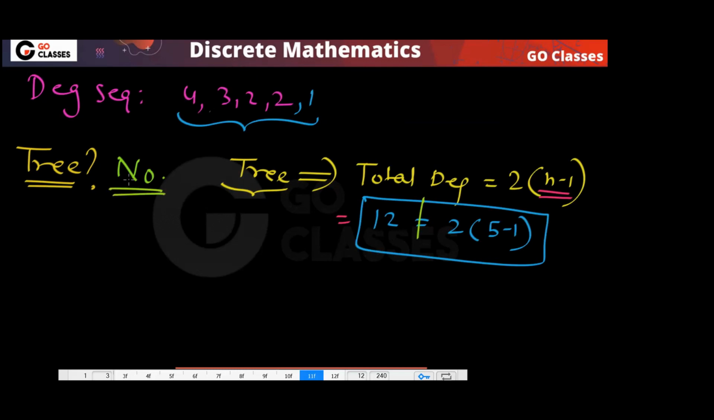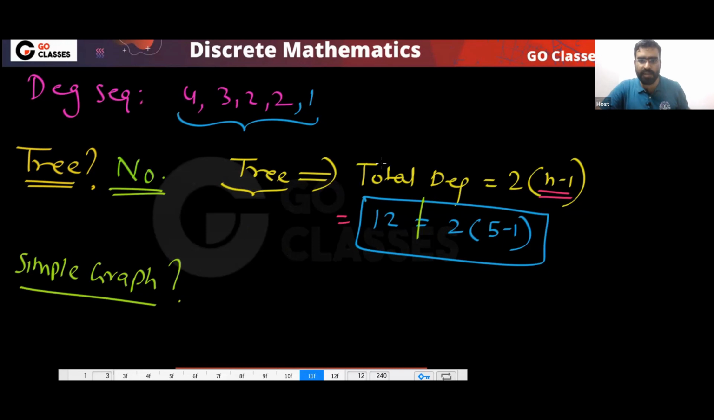With this degree sequence, can you realize a simple graph? Any simple graph? Just think about it. Can you create any simple graph? Can we create any simple graph with this degree sequence? Can you try? Like for example, we need a degree 4 vertex.